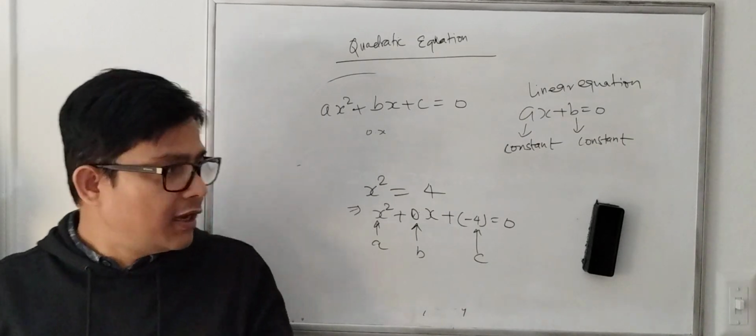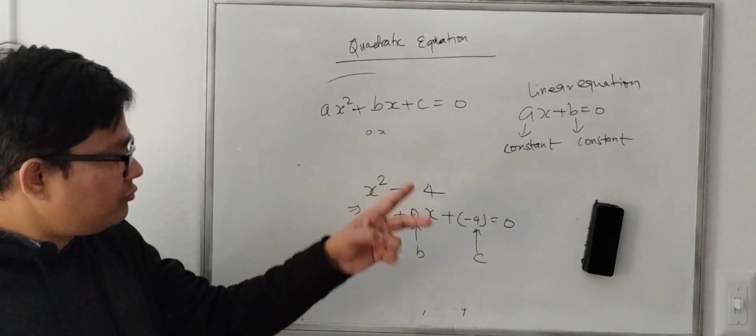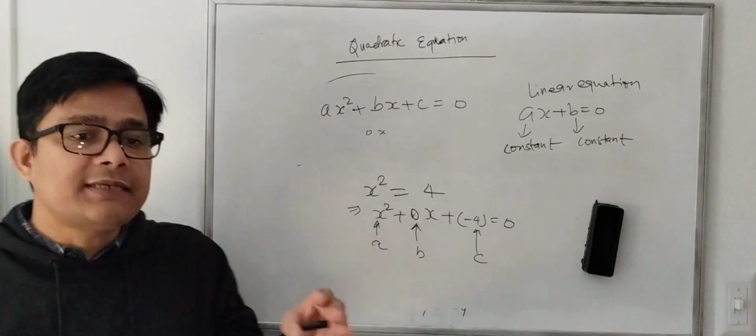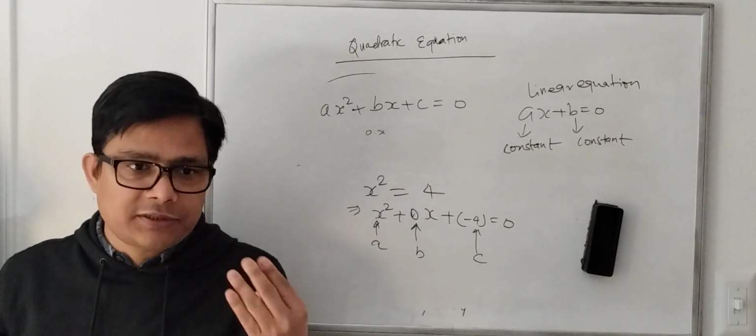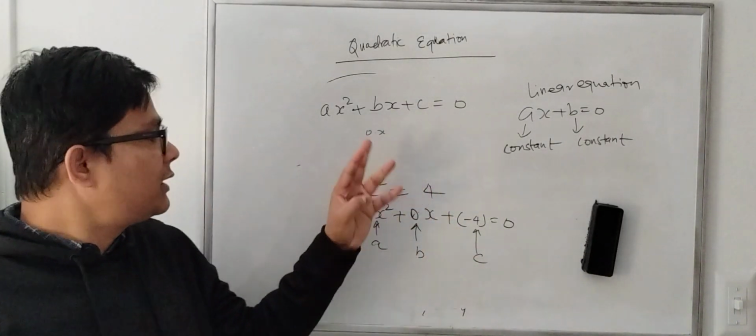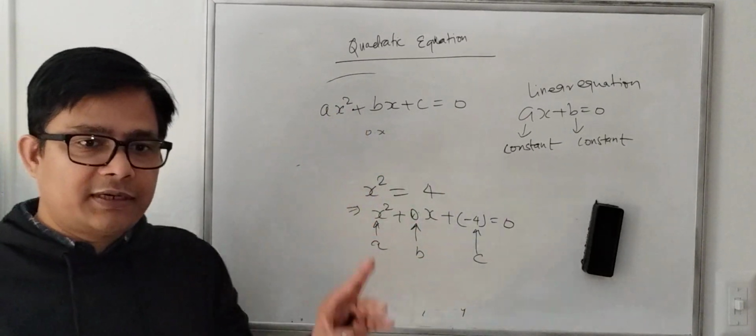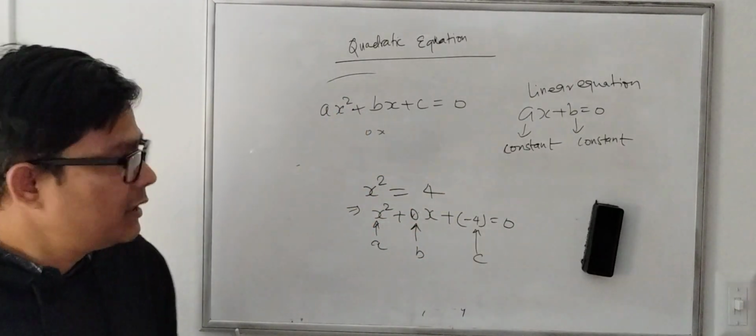Okay? And what will happen? Maybe some terms are 0. That's fine. But if you see the maximum power is 2, go for it. Convert that into this format and then try to solve it.